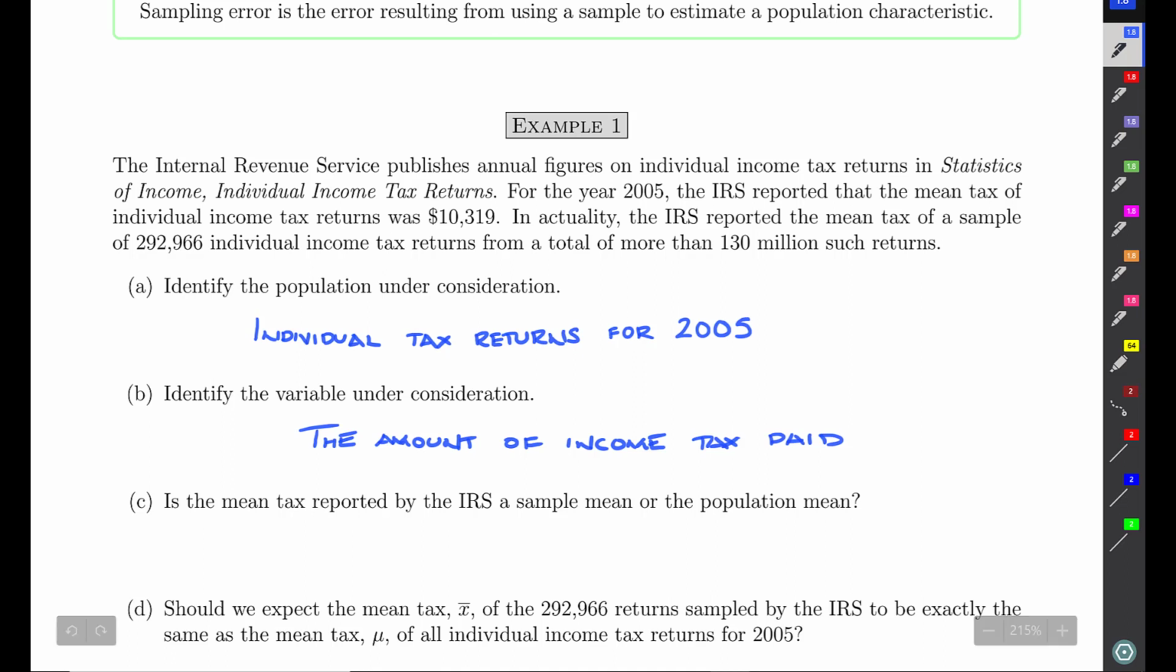And when we answer part C, I think that one is pretty clear because it's specified very clearly in the example. It says, is the mean tax reported by the IRS a sample mean or a population mean? In this case, it is going to be the sample mean. And remember, our notation for a sample mean is X bar. Just a little side note, we want to make sure we are still up on our notation. Population mean is mu.